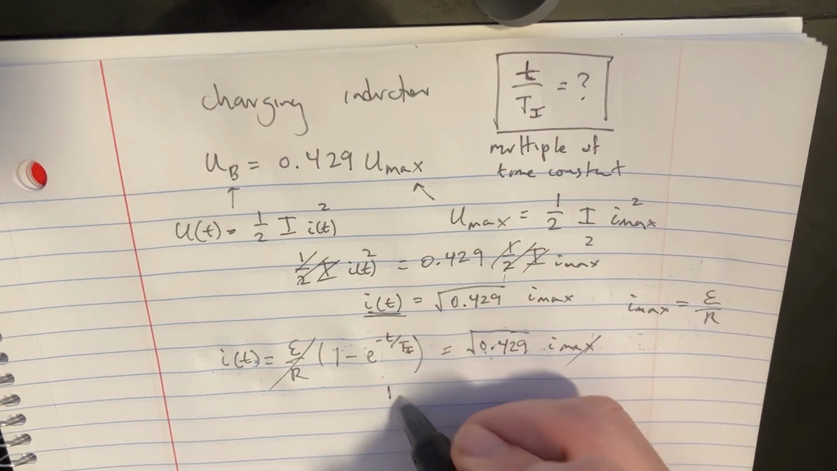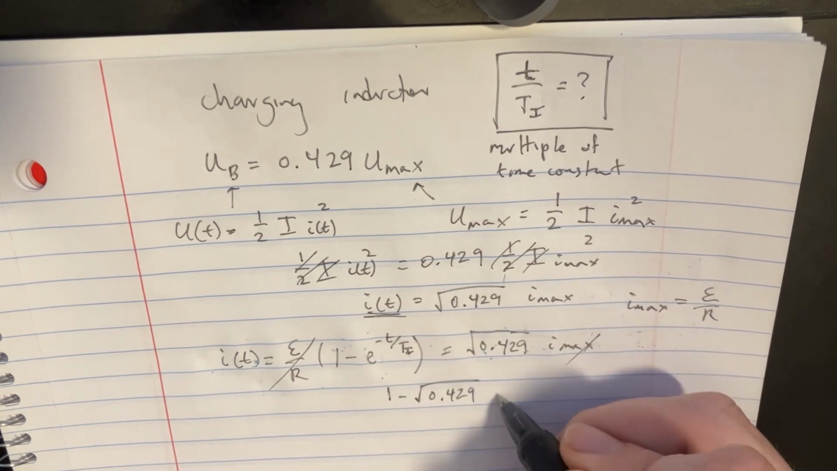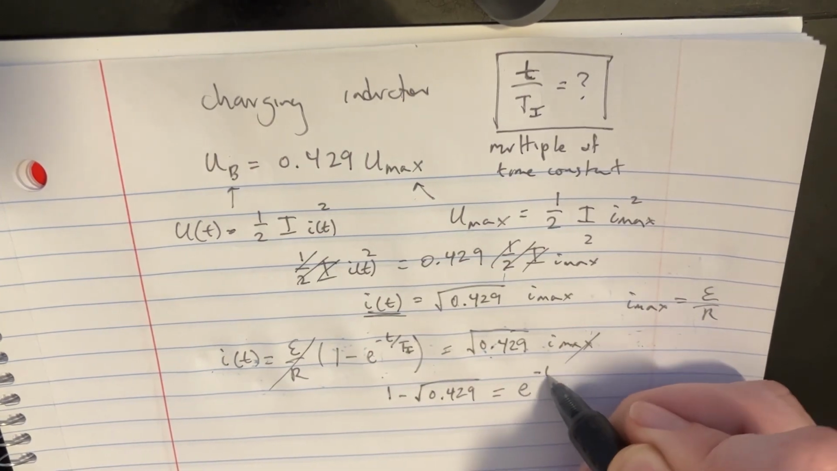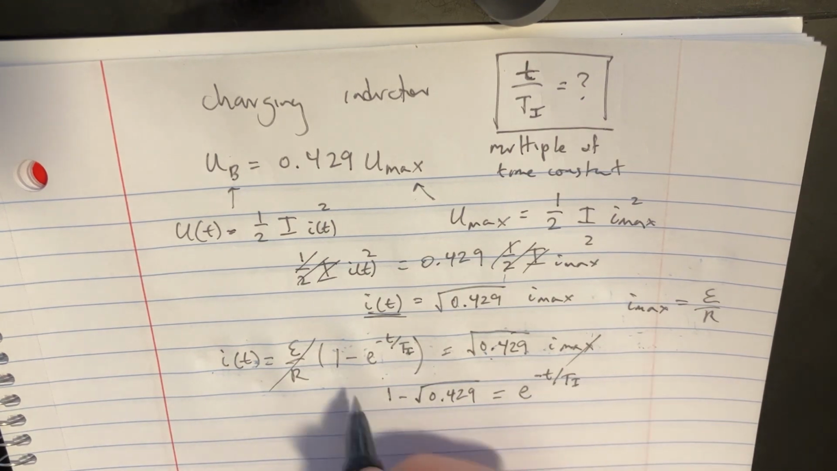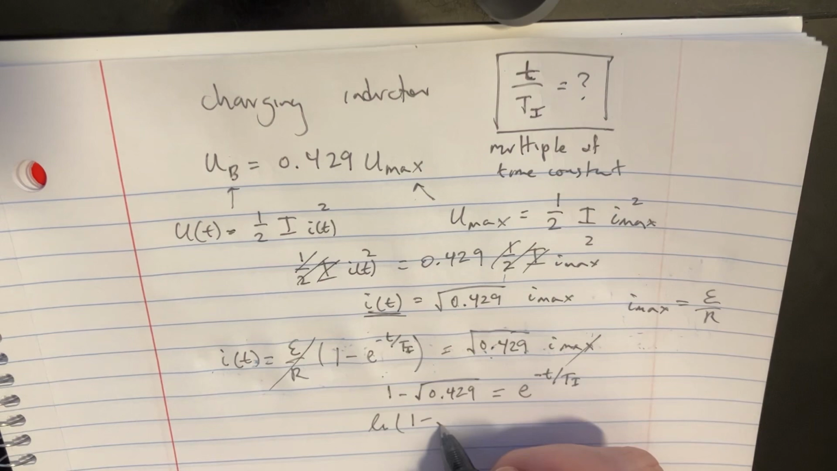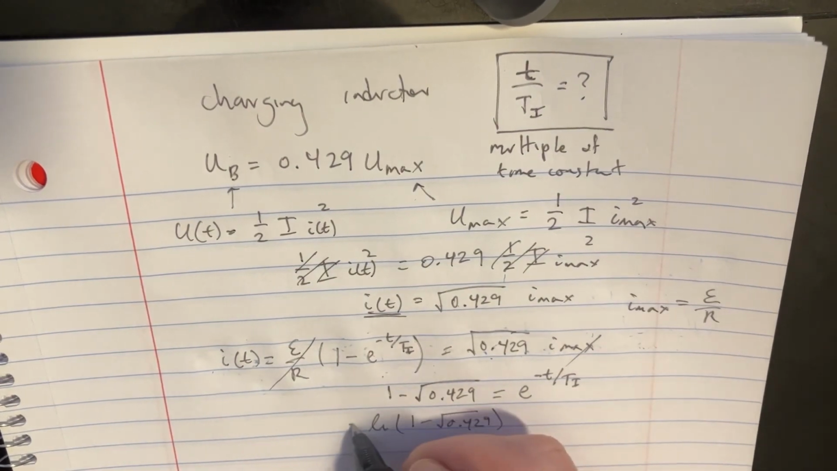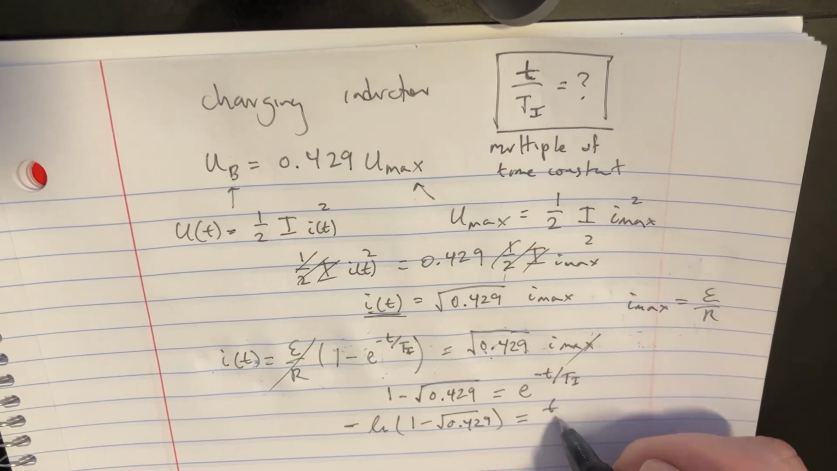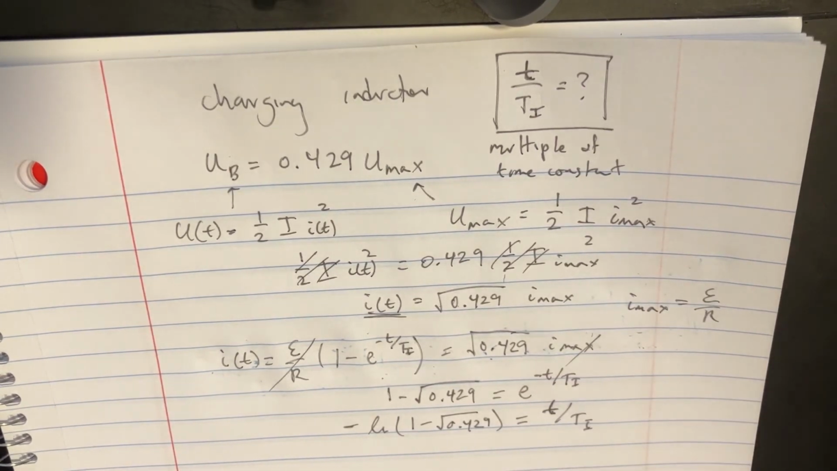Now let's rearrange this a little bit. I'll put 1 minus the square root of 0.429 on this side, and I'll set that equal to e to the negative t over tau on that side. Now I can basically just take the ln of both sides. So the ln of 1 minus the square root of 0.429, and I'll put a negative sign over here, is going to be equal to t divided by tau. So if we could solve that, then we'll have our answer.